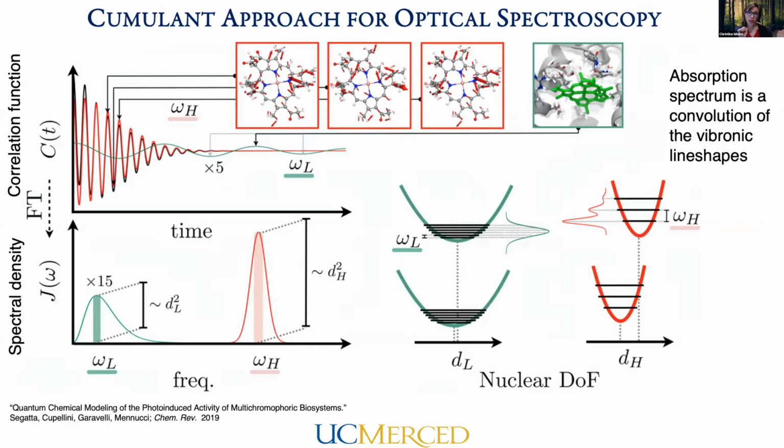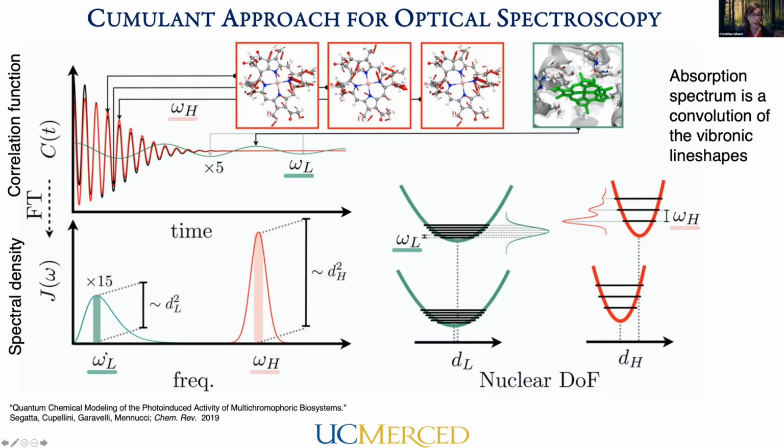And I like this picture from a recent ChemRev article that shows how, once we compute these correlation functions, we've got these fast oscillations of the chromophore CC stretches. We've got these slow oscillations of the environment, in this case a protein environment. We Fourier transform our correlation functions and we get this spectral density. I'll be showing more spectral density plots, so it's nice to set this up.